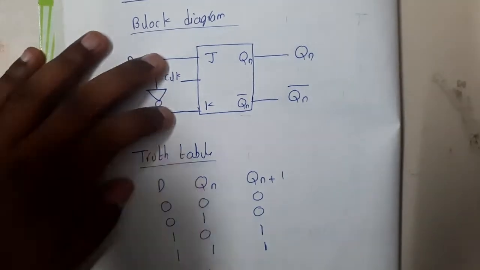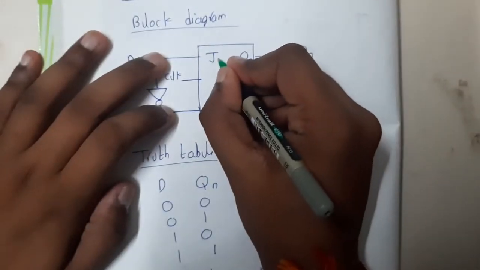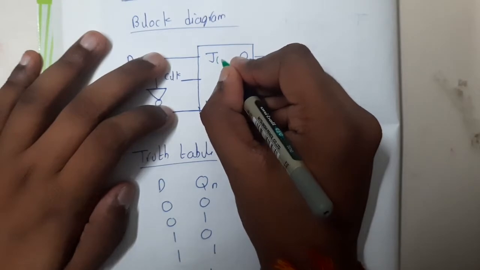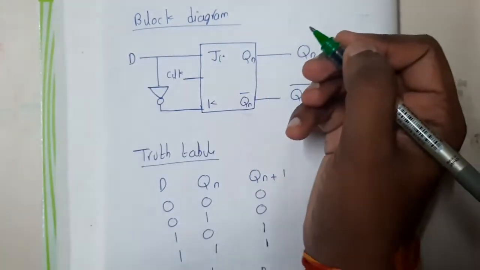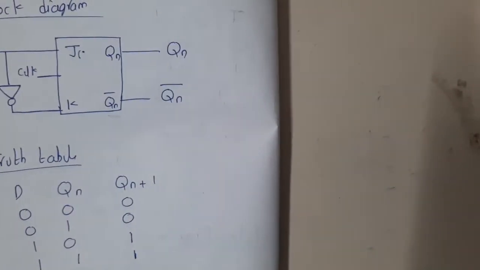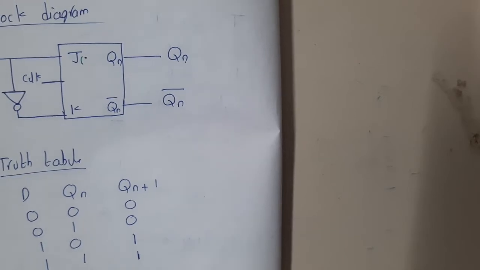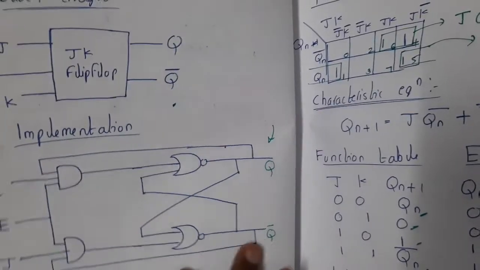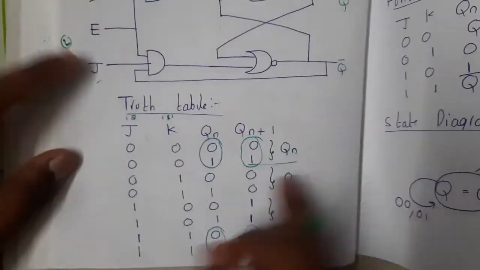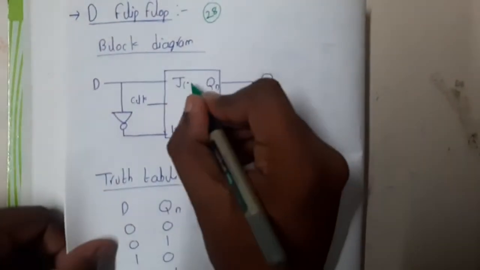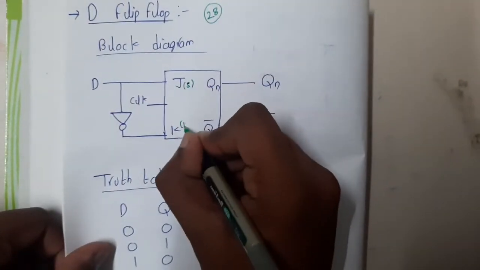So if you recall, what is J, guys? J is nothing but set, right? Sorry, just give me a second. Let me cross check it, guys, because I don't want to make any silly mistakes here again. Okay, so J is a set and what I was saying is correct. J is a set and K is a reset, right?